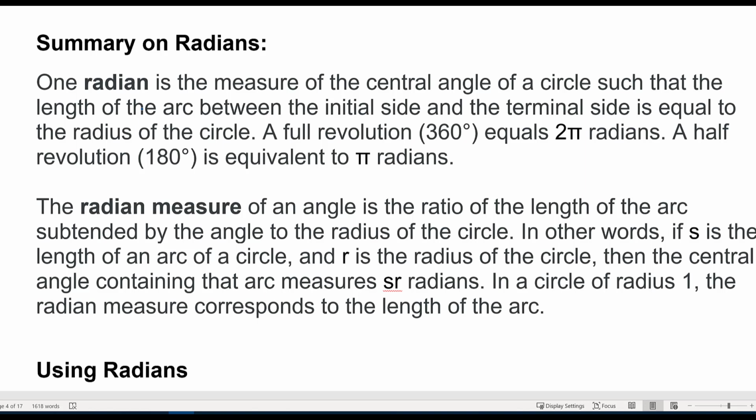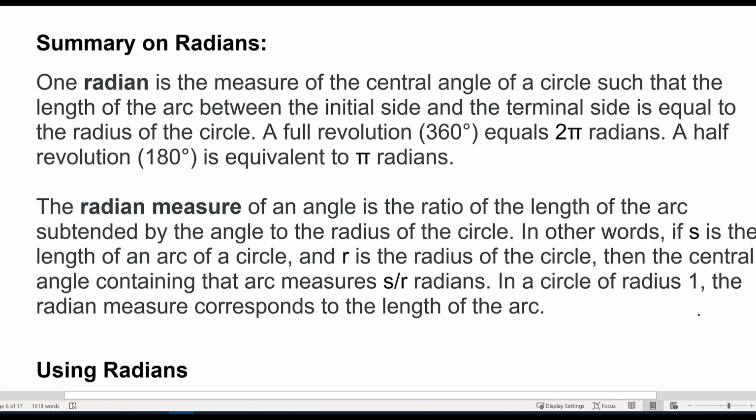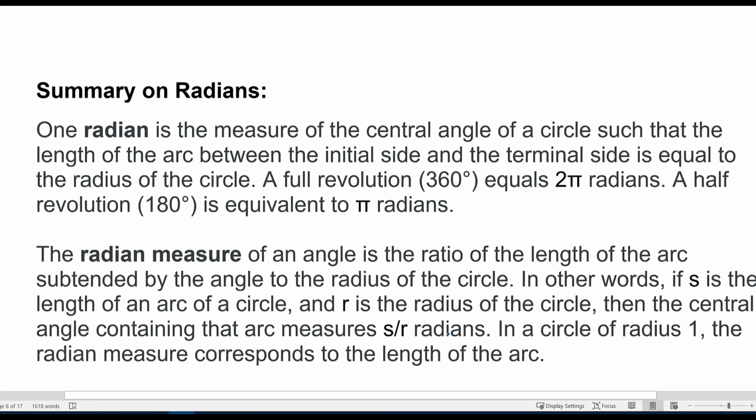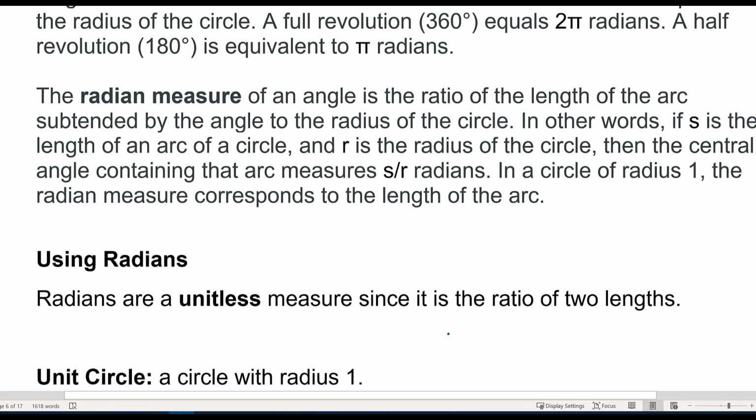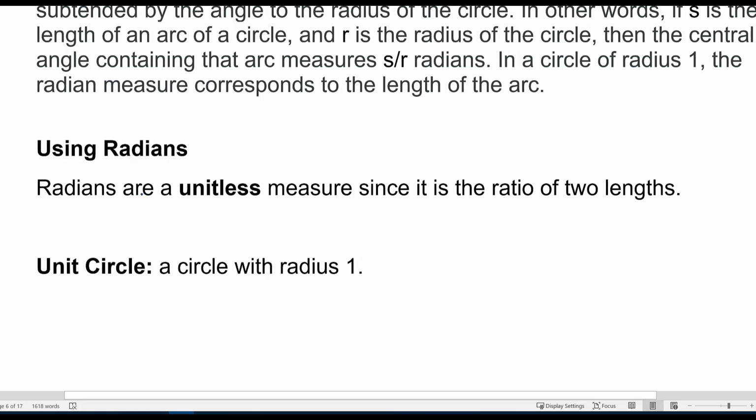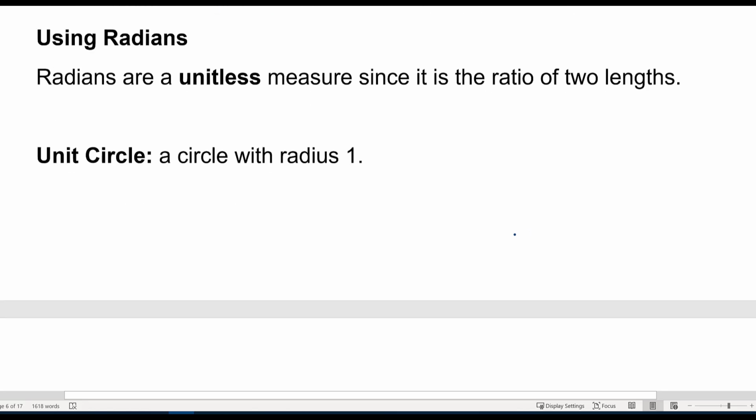I think that's the central angle. It should be S divided by R. Let me fix that here. There we go. In a circle of radius 1, the radian measure corresponds to the length of the arc. So using radians, radians are a unitless measure since it's a ratio of two things.